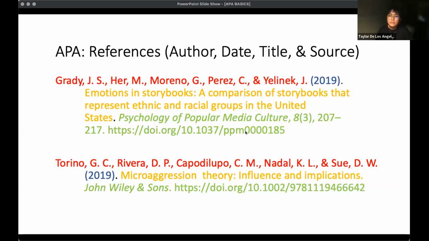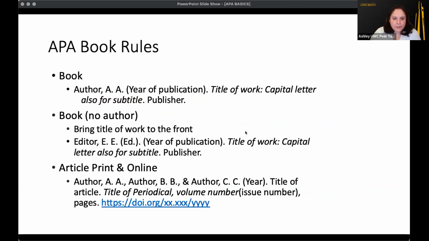Thank you. All right, so moving on to book rules. So a book, you're putting it in the reference page. You use the author's last name and the first initial, then the middle initial, then the publication date, title of work, a capital letter for the subtitle, and the publisher. So this is pretty much an easy reference.